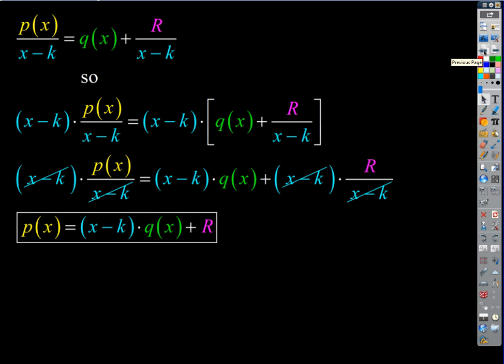So same thing here, right? We ended up with, instead of this being what was it, a 25 on the other page? Yeah. Instead of that being a 25 and that being a 6 and a 4 and a 1, well, now we've got some polynomial function equals x minus k times the quotient function plus the remainder, okay?